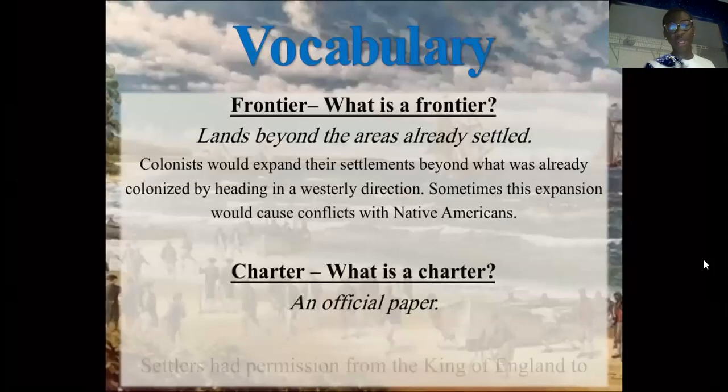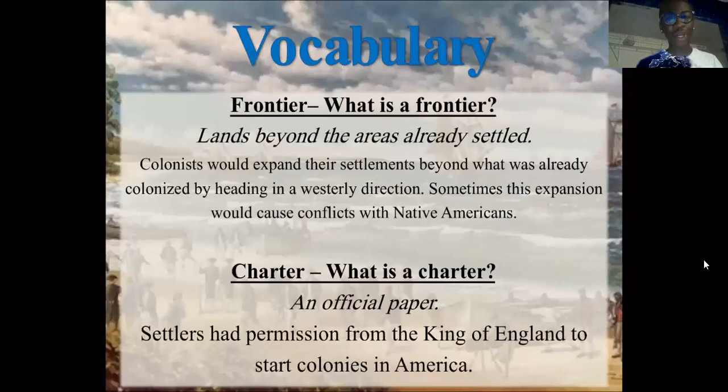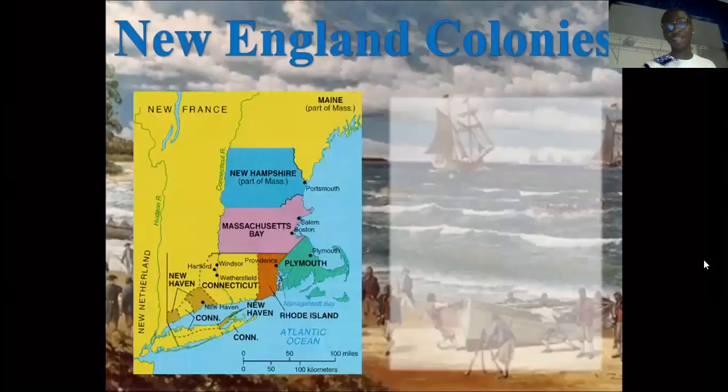Here's some more vocabulary for you. Frontier, what is a frontier? Lands beyond the areas already settled. Colonists would expand their settlements beyond what was already colonized by heading in a westerly direction. Sometimes this expansion would cause conflicts with Native Americans. What is a charter? A charter is an official paper. Settlers had permission from the King of England to start colonies in America.